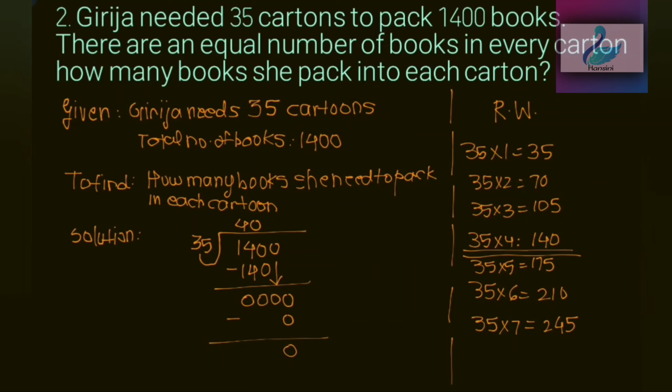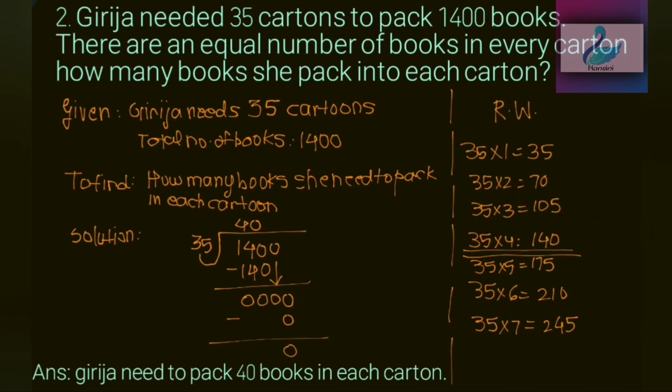So I get 0. Now I will carry down that 0 and again multiply it by 0. So I get the answer as 0. So the quotient is 40 and the remainder is 0. Now we will write the final answer. Girija needed to pack 40 books in each carton.